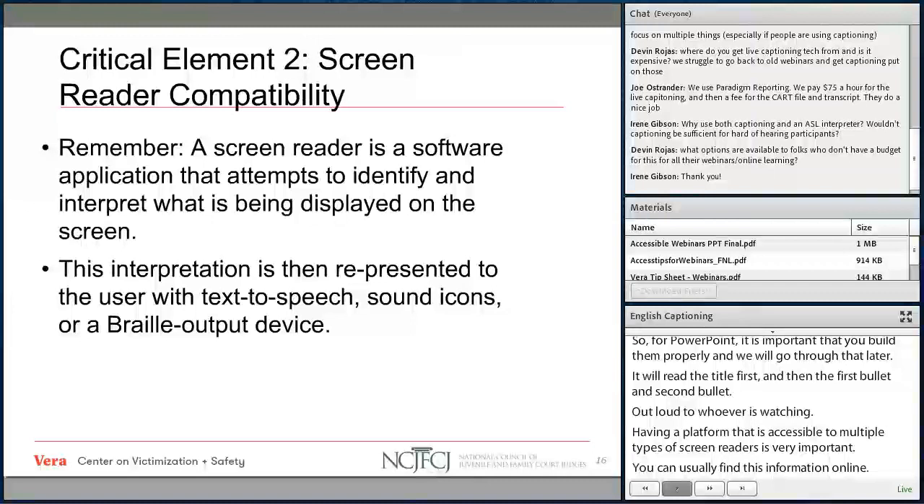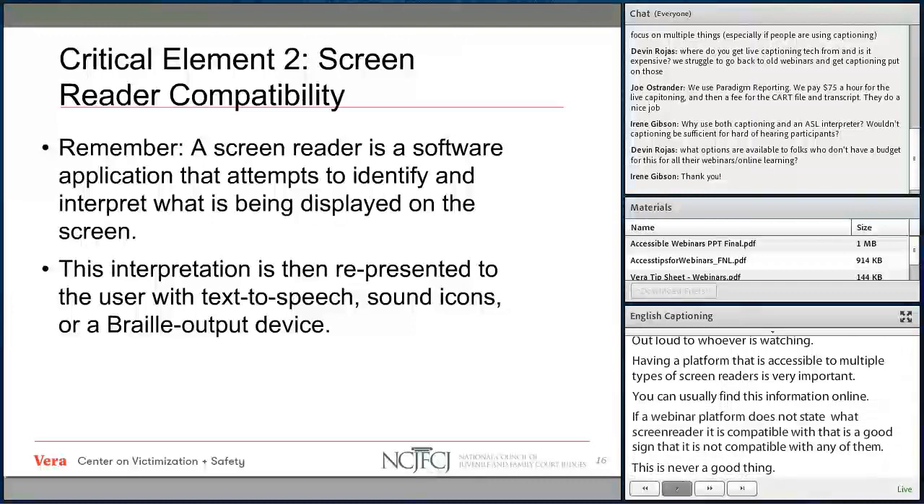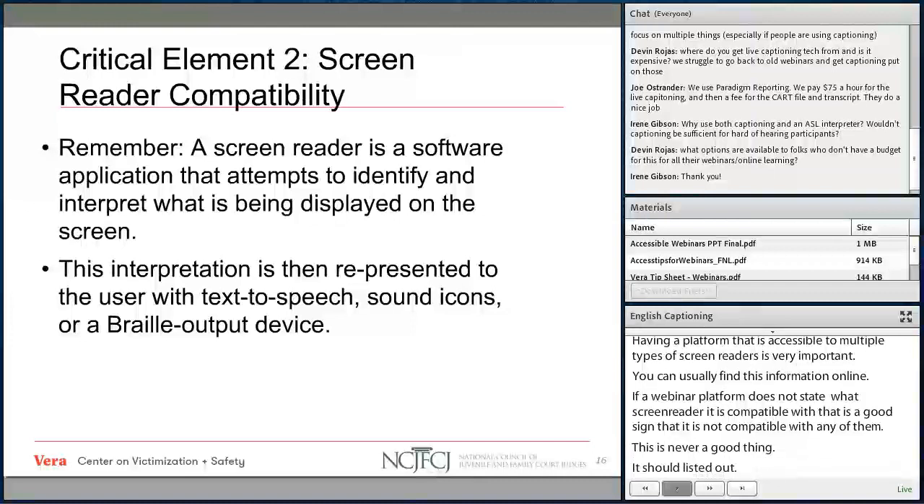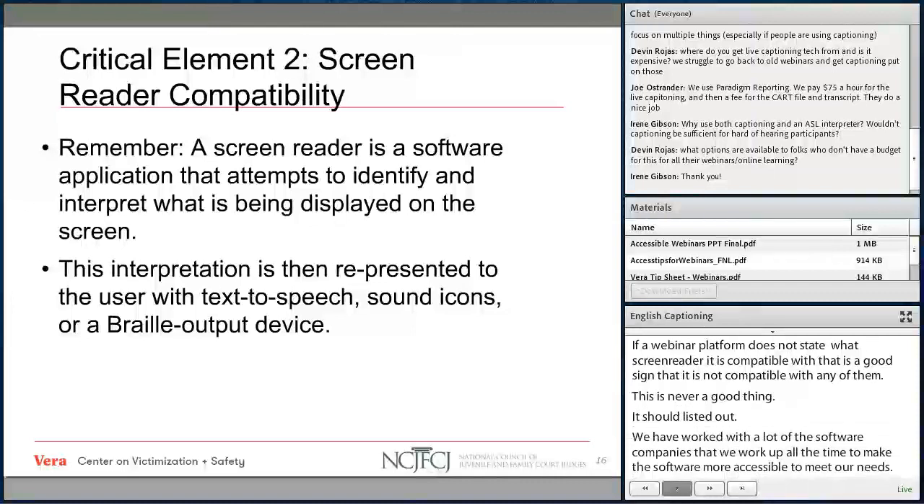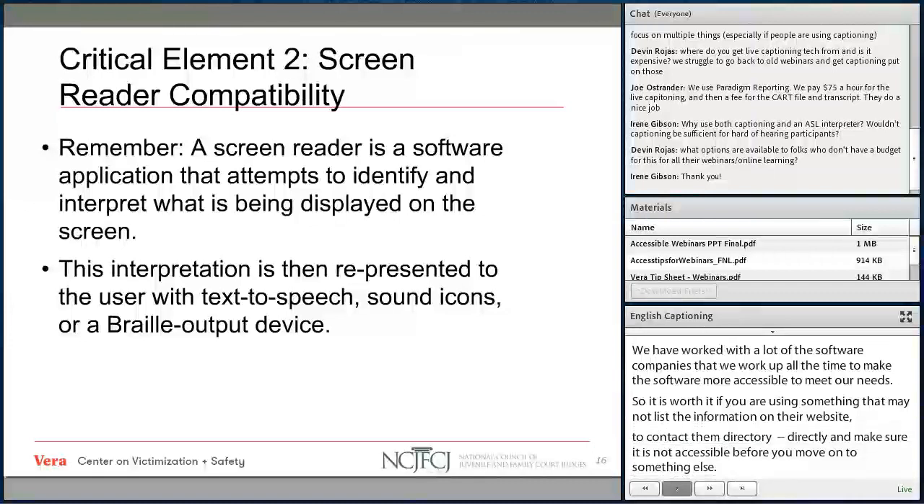That being said, we have worked with a lot of the software companies that we work with all the time to make their software more accessible to meet our needs. So it is worth it, if you're using something that may not list the information on their website, to contact them directly and make sure that it really is not accessible before you move on to something else. They may be willing to work with you. Any questions on that? Please feel free to use the chat box.